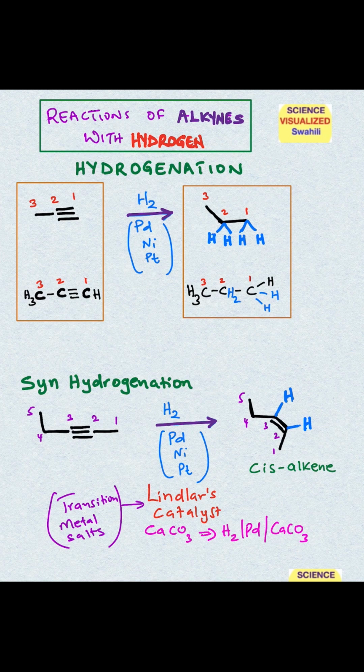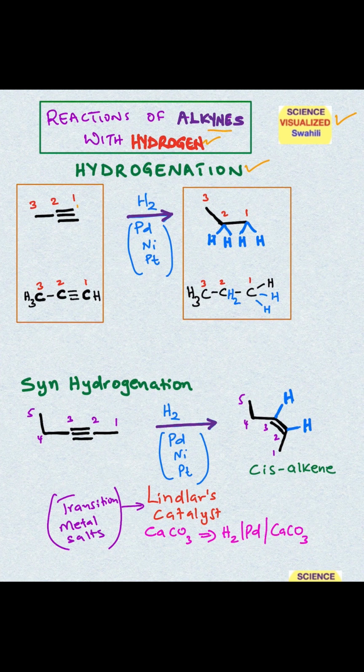Hello everyone. Today we're looking at reactions of alkynes with hydrogen. And that process is called hydrogenation. And this is presented by Science Visualized. Alkynes contain a carbon-carbon triple bond.